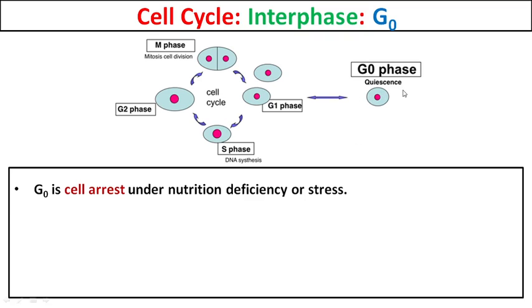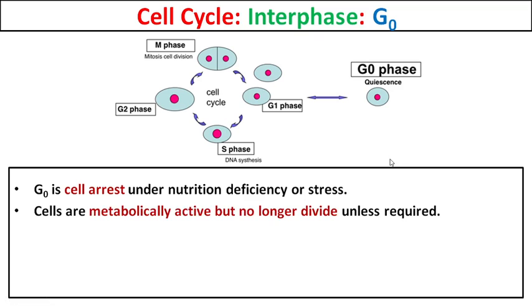How to remember quiescent is just remember quiet. Okay, the cell is quiet. It is not doing anything. So G0 phase is cell arrest under nutrition deficiency or some stress. When there is not enough nutrition, then you should not do cell division, right? So under nutrition deficiency or if there is some stress, like dehydration or some other stress like temperature, then you should not really divide at that time. So the cell gets a signal that you should come out of this cell cycle and stop dividing. This is called the G0 phase.